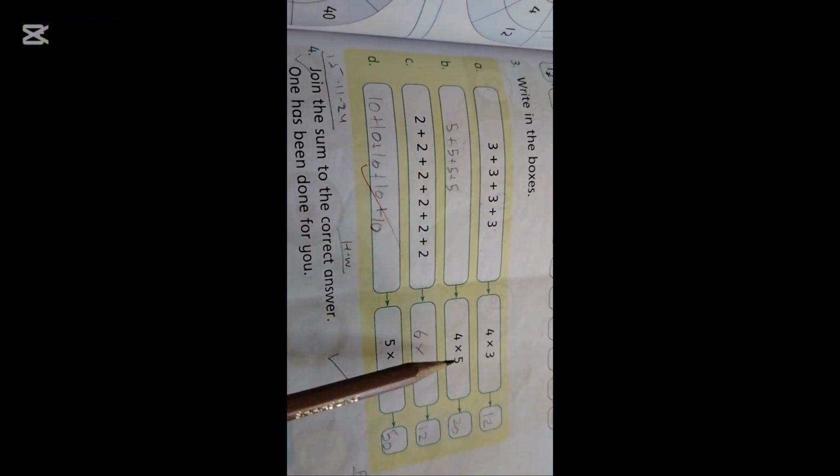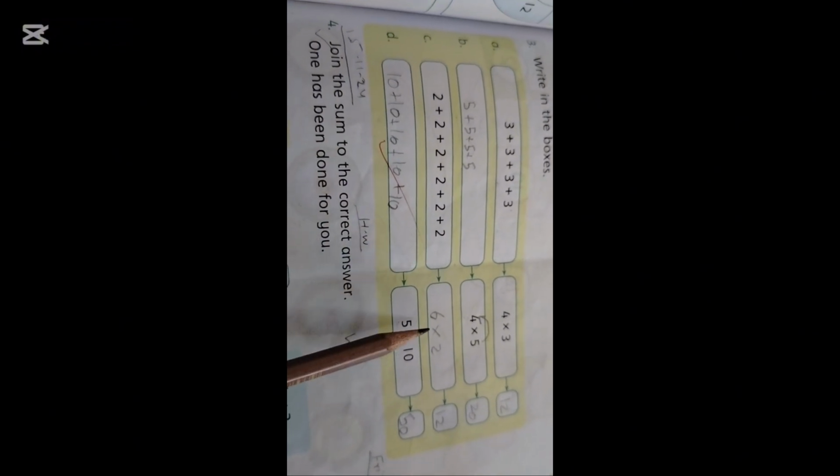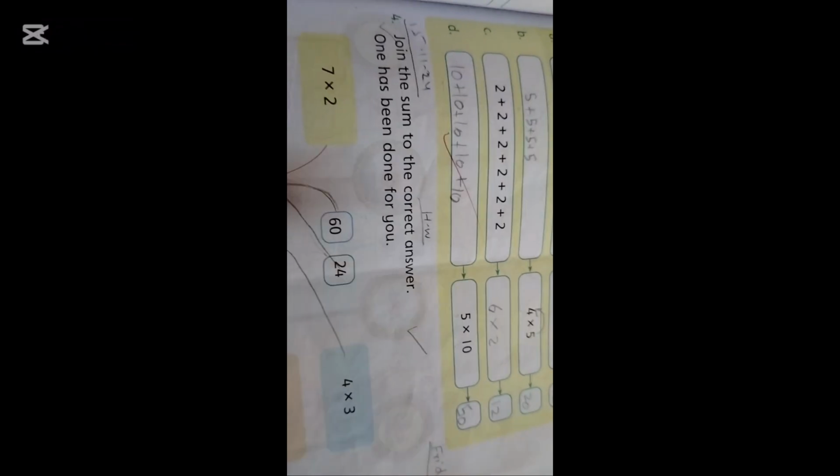So complete the boxes. 4 times 3 is 12, 4 times 5 is 20. We can write 5 4 times with the help of the addition signs, and we can write this number in the form of multiplication: 6 times 2 is 12. And we can write this number in the form of addition: 10, 5 times, so the answer is 50.